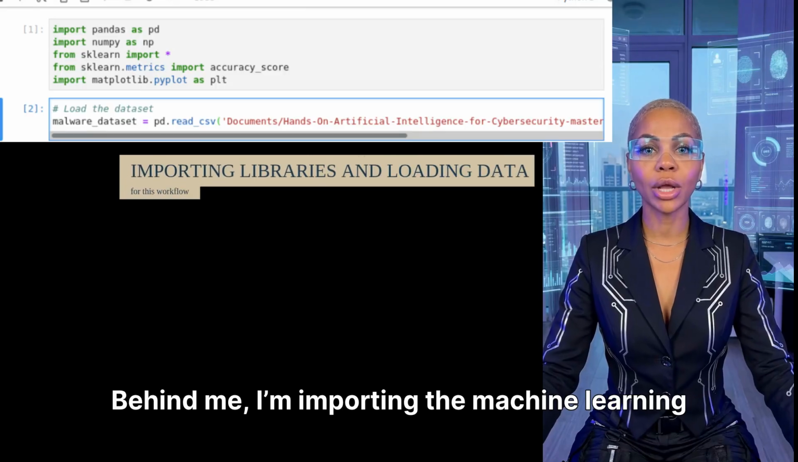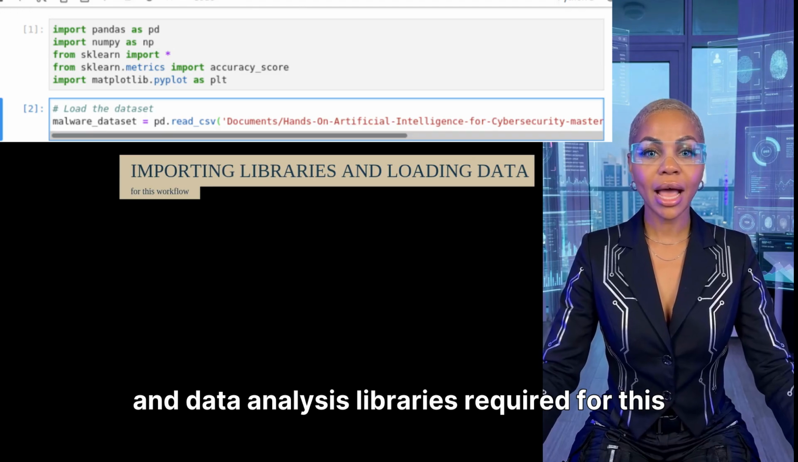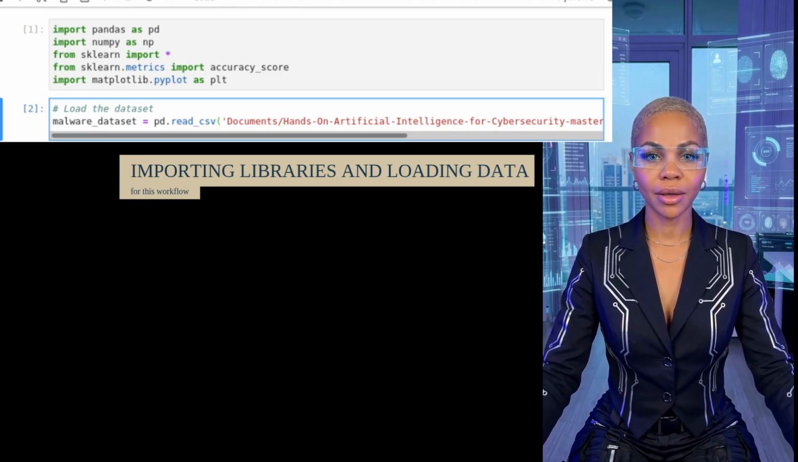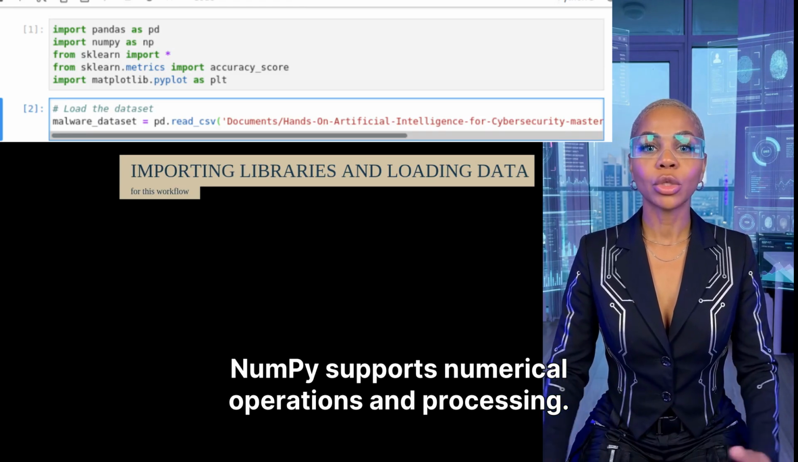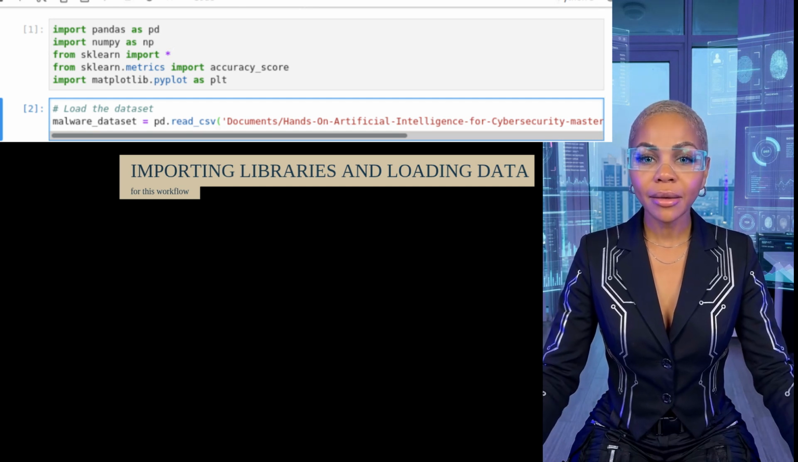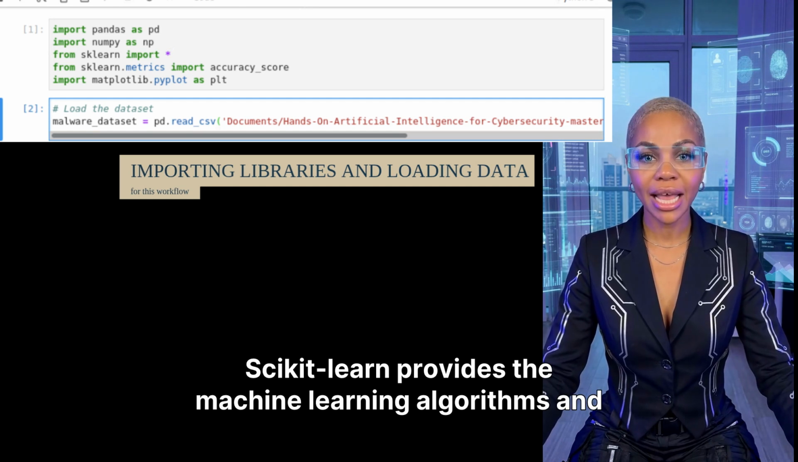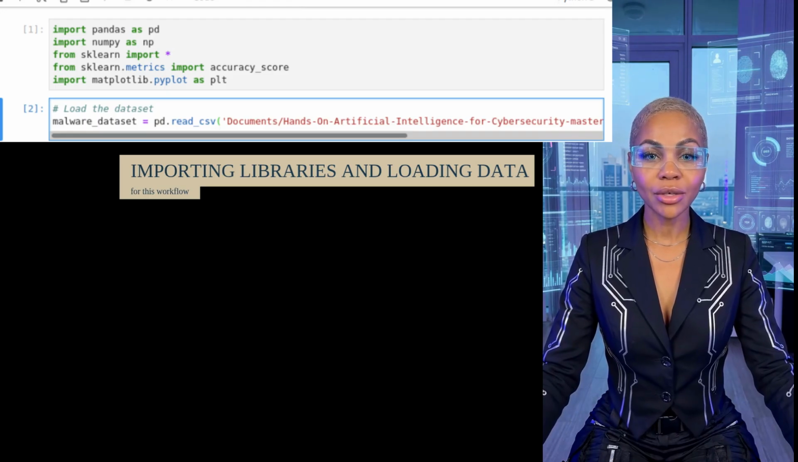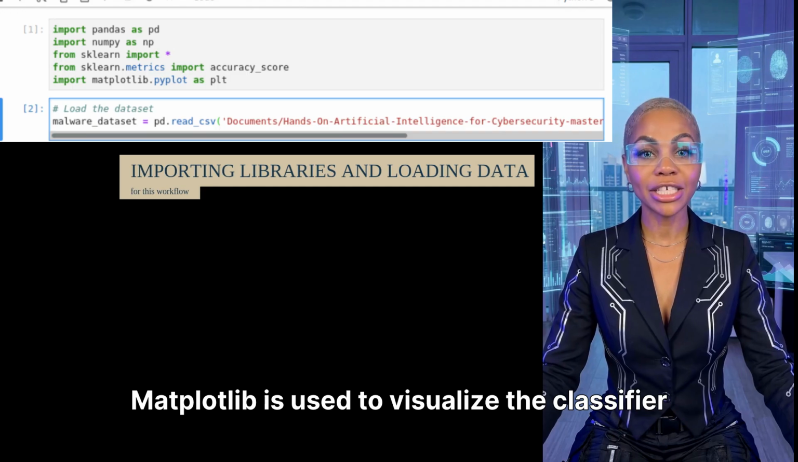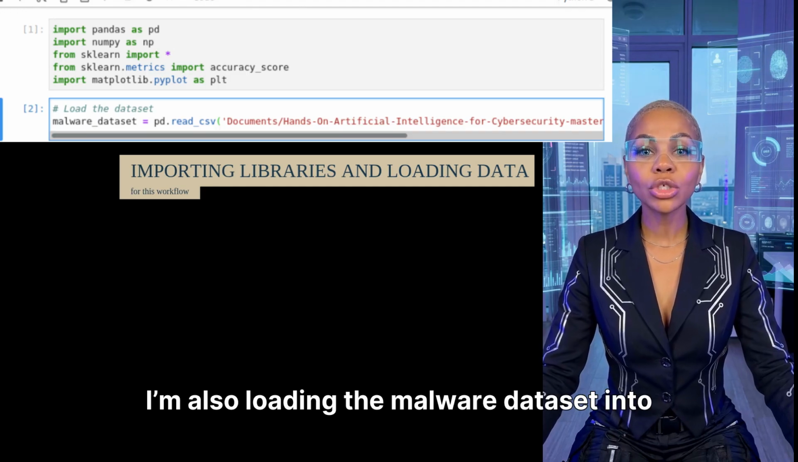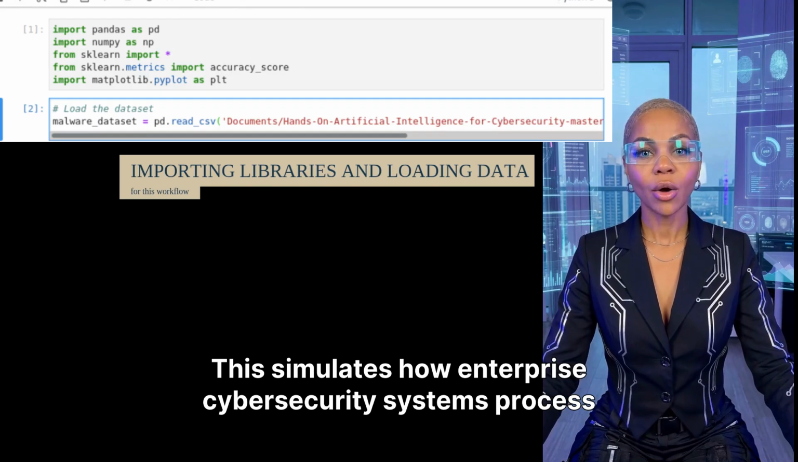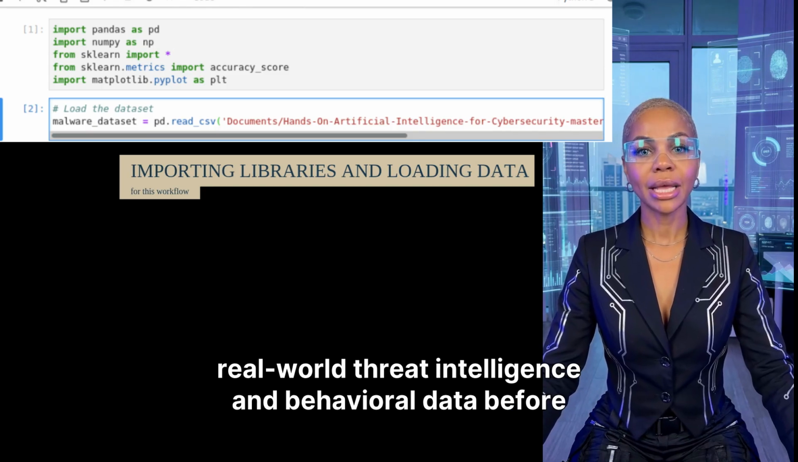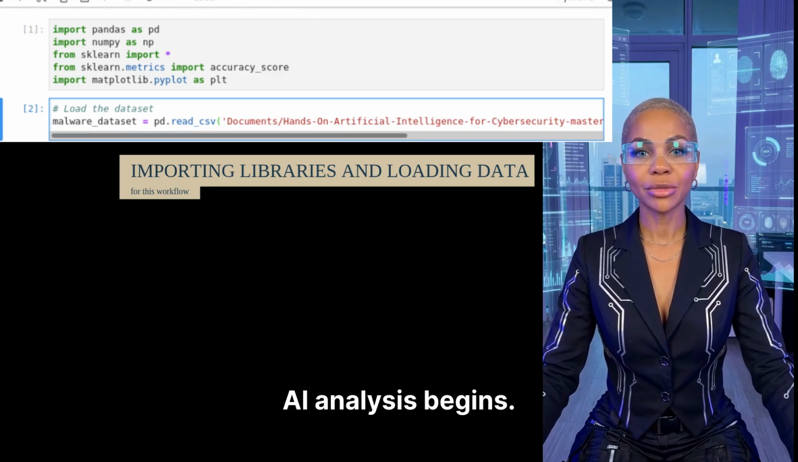Behind me, I'm importing the machine learning and data analysis libraries required for this workflow. Pandas helps organize and analyze datasets. NumPy supports numerical operations and processing. Scikit-learn provides the machine learning algorithms and evaluation tools. Matplotlib is used to visualize the classifier results. I'm also loading the malware dataset into the machine learning environment. This simulates how enterprise cybersecurity systems process real-world threat intelligence and behavioral data before AI analysis begins.